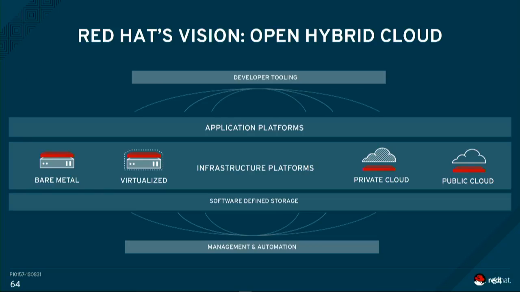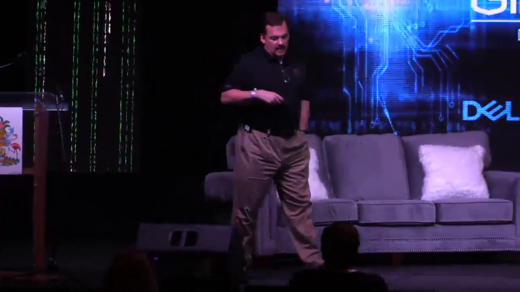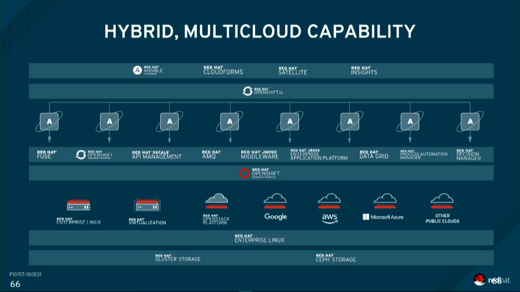We are the foundation of hybrid cloud. No matter what vendor you're using, you're going to have these components, the management and automation, software-defined storage. It needs to be universal across bare metal or virtualized. You're going to have applications on top of it, and you're going to have developer tooling on top of that. Red Hat offers all of those technologies. And Gartner says 75% of organizations will have deployed multi-cloud or hybrid cloud models.